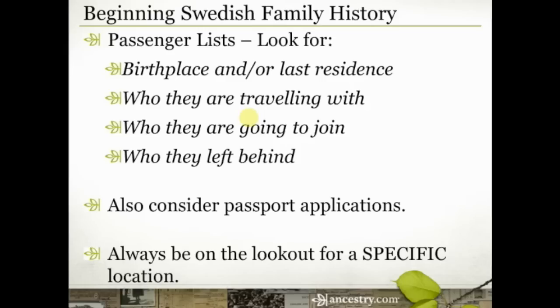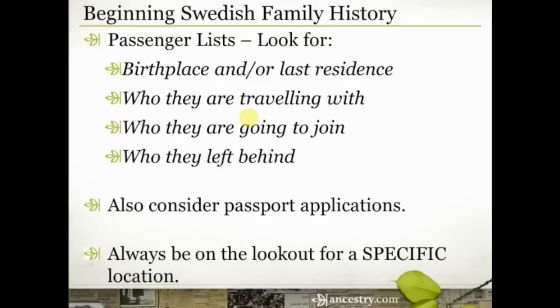Now, when you're looking at passenger lists, what you're looking specifically for is information about birthplace and or last residence. Sometimes that information is very explicitly stated on a record. Sometimes it's not. Sometimes you have to look at who they're traveling with and see if you can find information about where that person was from. Very often you find people from the same community traveling together. One of the things listed on some passenger lists is who they're going to join, who they are coming to in the United States, and who they left behind.